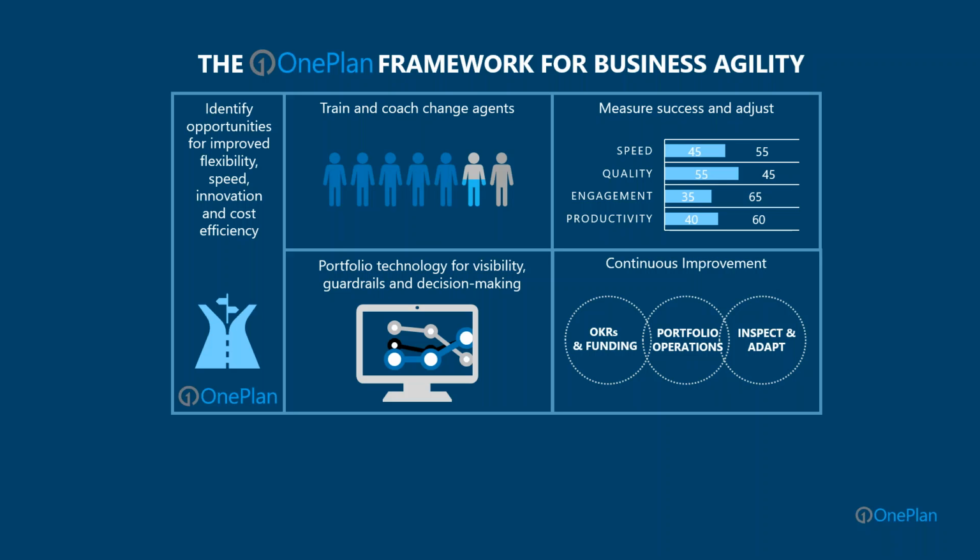Another step is measuring success and adjusting. It's very, very important to start off any kind of agility initiative with metrics and keep coming back to them. Sounds obvious, but it's amazing how many people avoid that step. And then you have to bake in continuous improvement. This is not a one and done thing. So some of those things I mentioned earlier, strategy and investment funding, portfolio operations, how you govern and make decisions on an ongoing basis, or inspect and adapt, those need to be baked in.